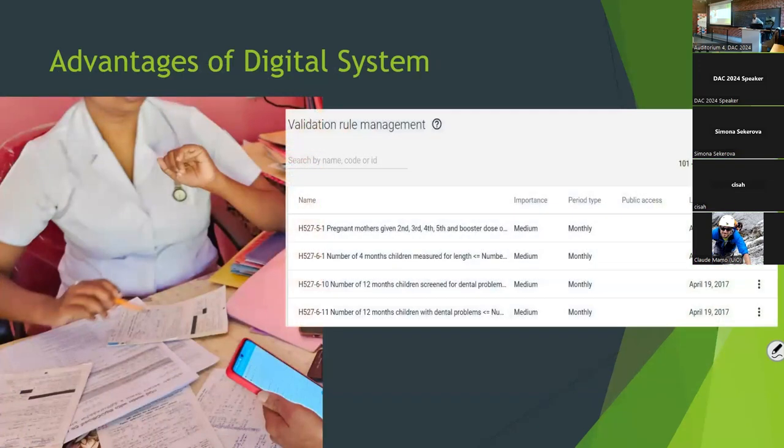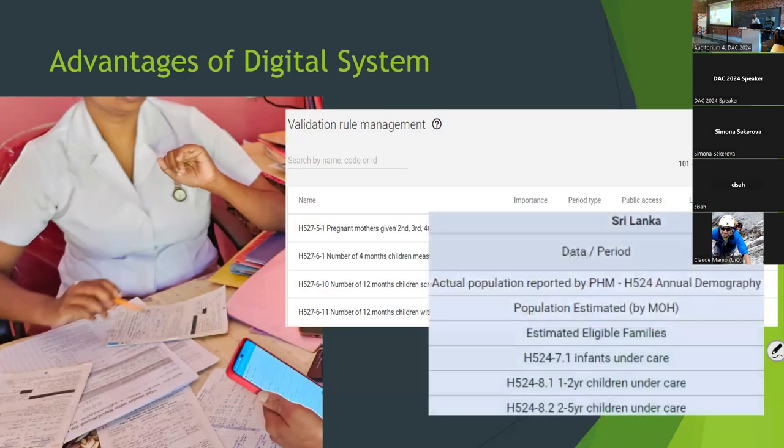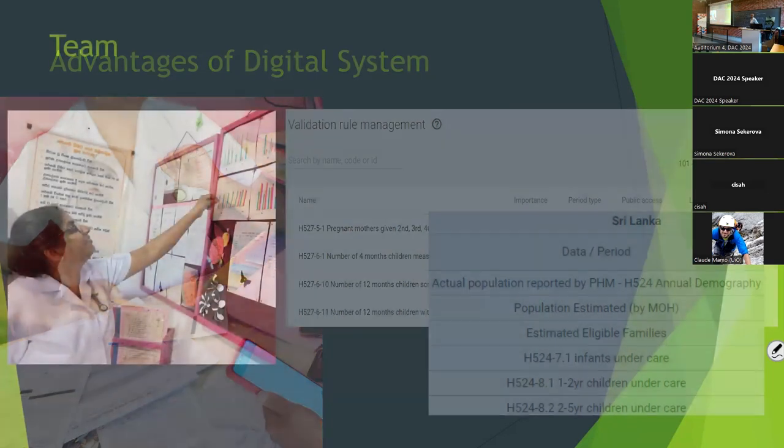And then, of course, we can do a lot of data quality checks on data, which is not possible if you had only a paper-based system, things like validation rules. And of course, you can analyze data and nicely visualize them as dashboards. So it could be tables, charts, even maps. So there are a lot of advantages, and that's why they adopted it.